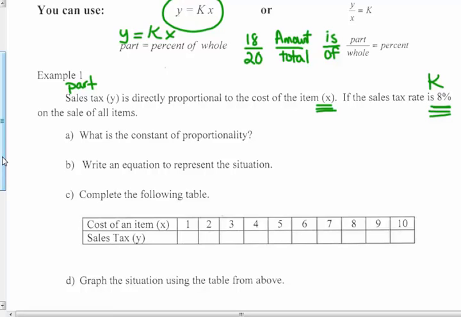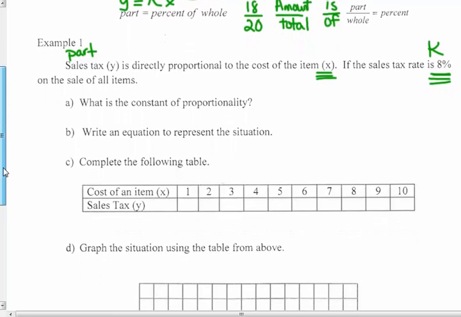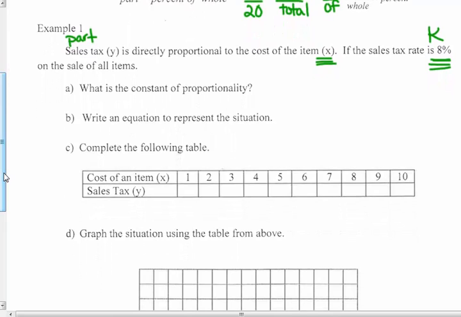So the cost of the item is the X. The sales tax, Y, is part of what you pay. And the rate of tax, the percent, is 8%. So yes, you do have to pay 8 pennies more on every dollar that you purchase here in Monroe County. So what is the constant of proportionality? What is the K? Well, K is 8%.